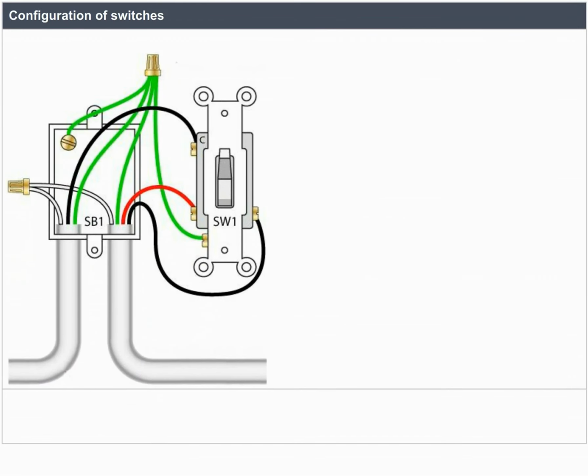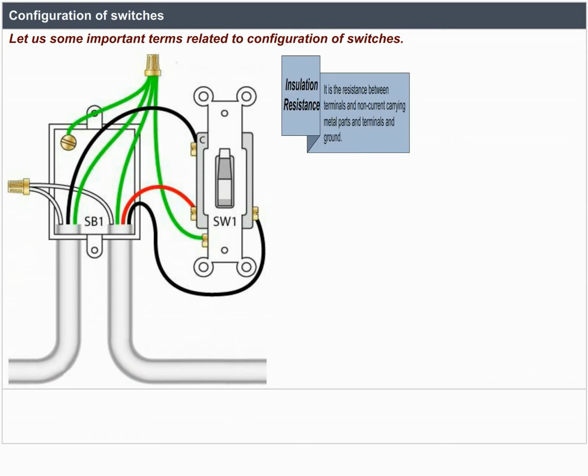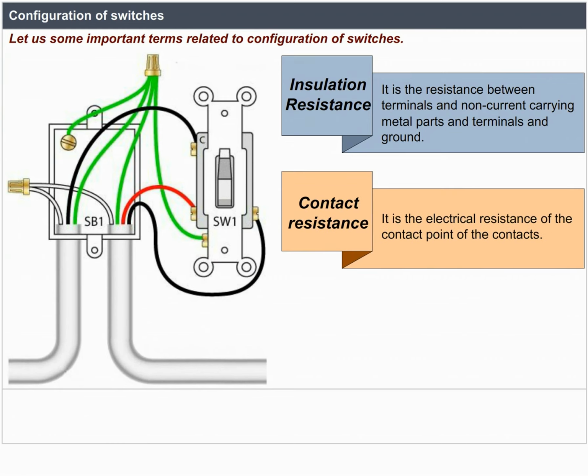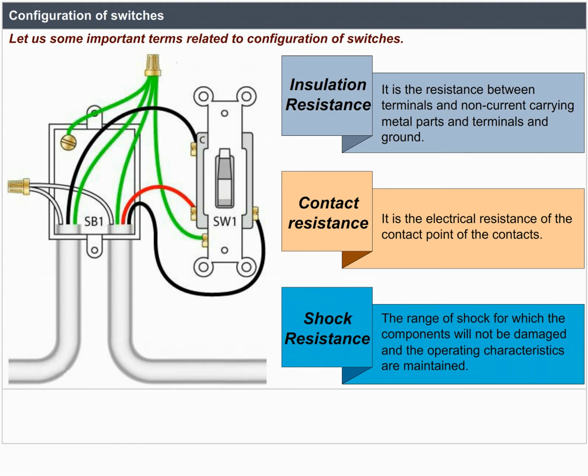Configuration of switches. Let us learn some important terms related to configuration of switches. Insulation resistance. It is the resistance between terminals and non-current carrying metal parts and terminals and ground. Contact resistance. It is the electrical resistance of the contact point of the contacts. Shock resistance. The range of shock for which the components will not be damaged and the operating characteristics are maintained.